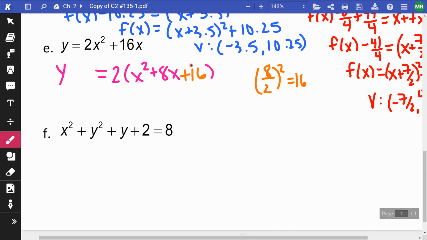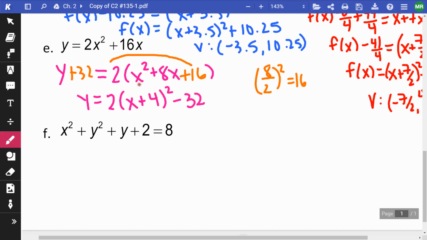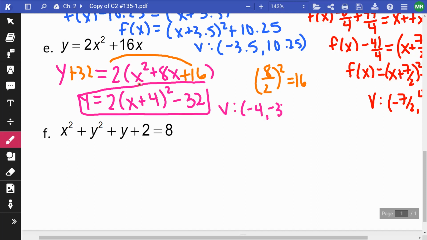Now I have to be careful because this is not a 16. It is a 16 times 2, which means this is a plus 32. Then I'm going to rewrite this. I'm going to kind of do it in one big step. It's going to be 2 times, and this x squared plus 8x plus 16 is going to be an x plus, and again, whatever half of 8 is what goes here. Half of 8 is 4 squared, and then my minus 32. So this would be my equation. And then my vertex would be negative 4 comma negative 32.